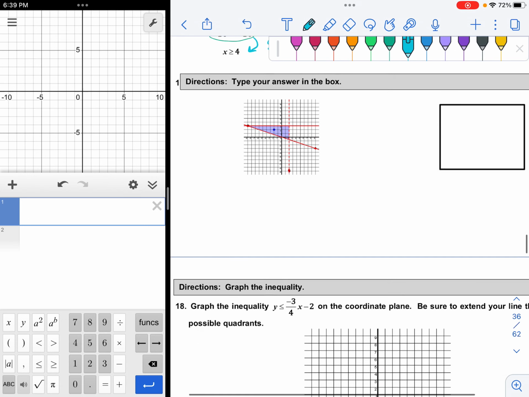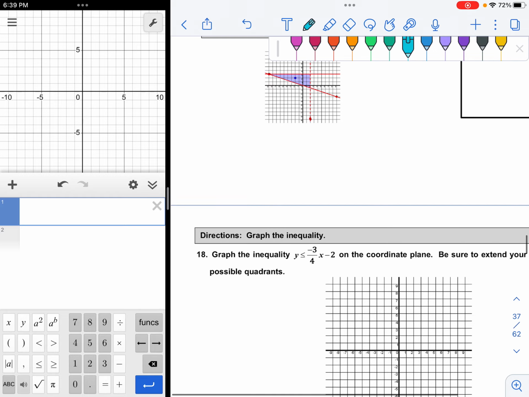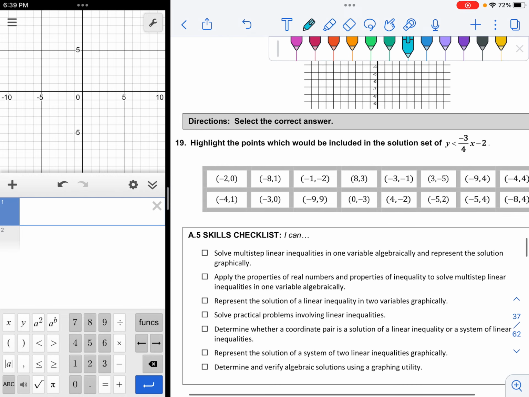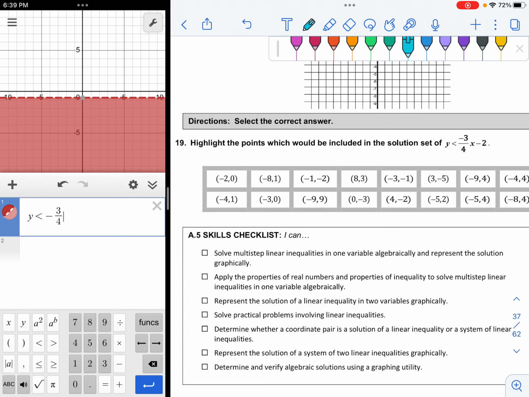Okay? All right. The question appears to have disappeared on that one, so we're going to go ahead and skip that. Let's talk about this last problem, number 19. It gives us an inequality, so we're going to type it in. y is less than negative 3/4 x minus 2. And there's our problem.